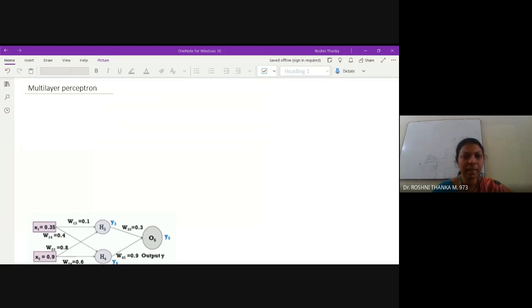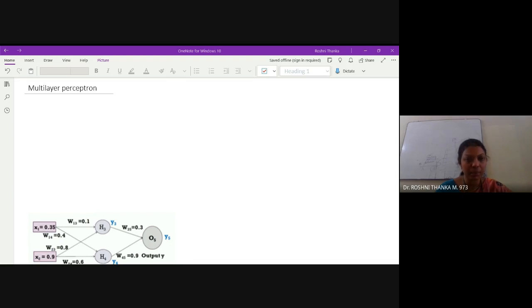SLP, right? Single layer perceptron. I hope you all understood what a single layer perceptron is. In the single layer perceptron, we'll have only one perceptron. And we can compare the perceptron to a neuron we have in the brain. All this we discussed in the previous class.